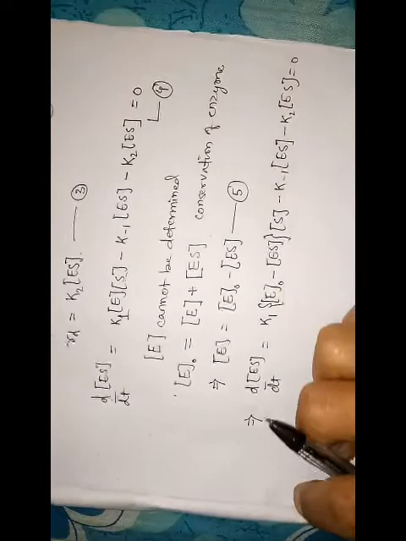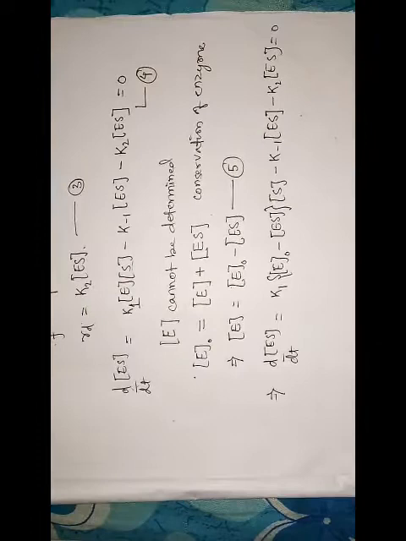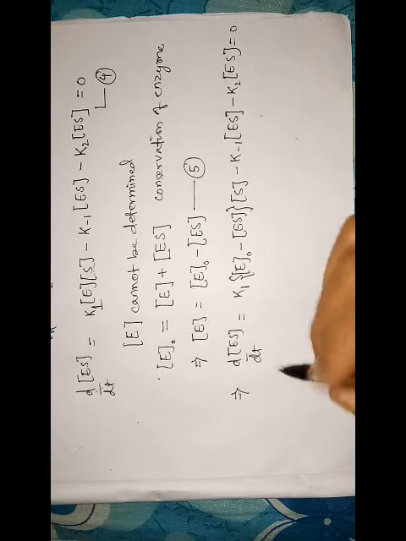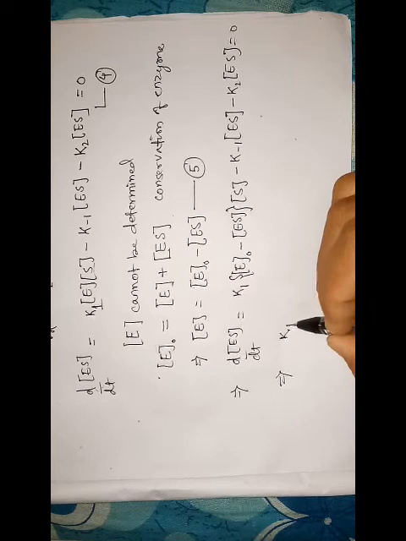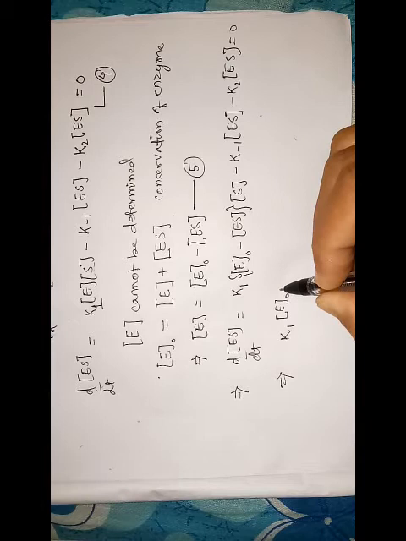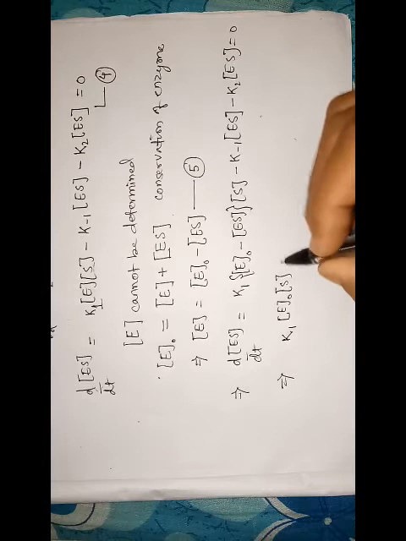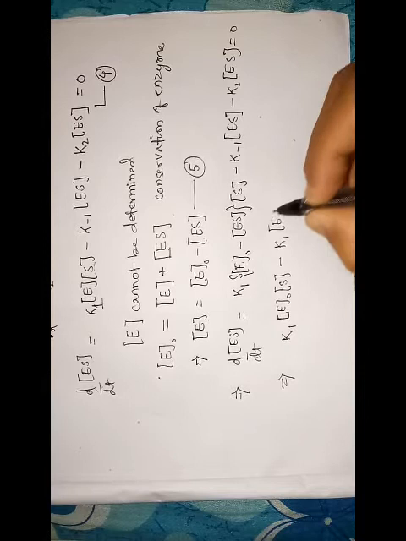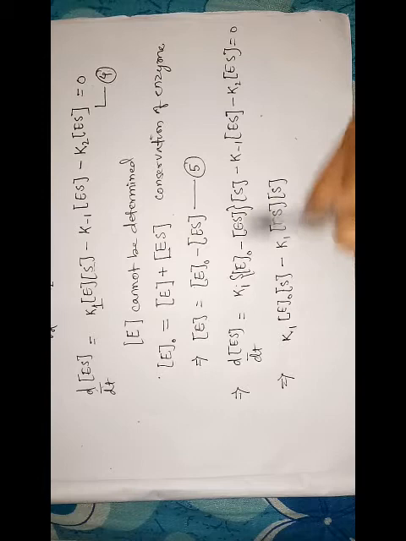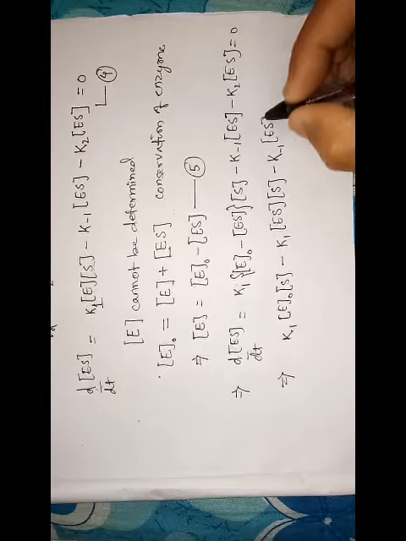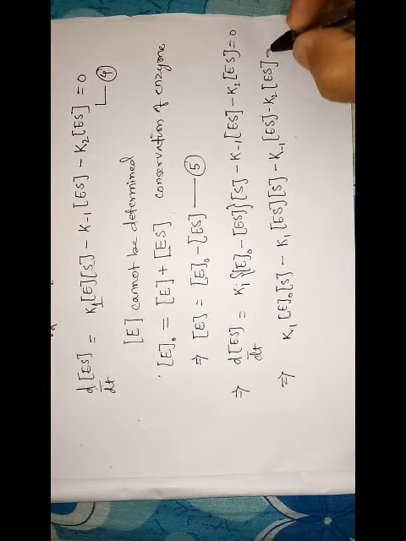Okay, so now what we are going to do is rewrite it as, that means k1 concentration of E naught concentration of S, we will just multiply now, this one multiply, then minus k1 concentration of ES and this concentration of S, just multiply this quantity, and minus k minus 1 concentration of ES minus k2 concentration of ES is equal to 0, we can write in this way.